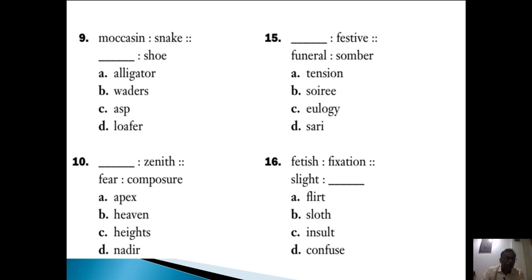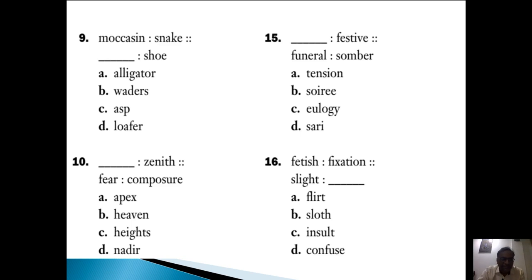Moccasin equal to snake. Then what equal to shoe? A moccasin is a type of snake, and a loafer is a type of shoe. Loafer is a type of shoe. Should understand this.